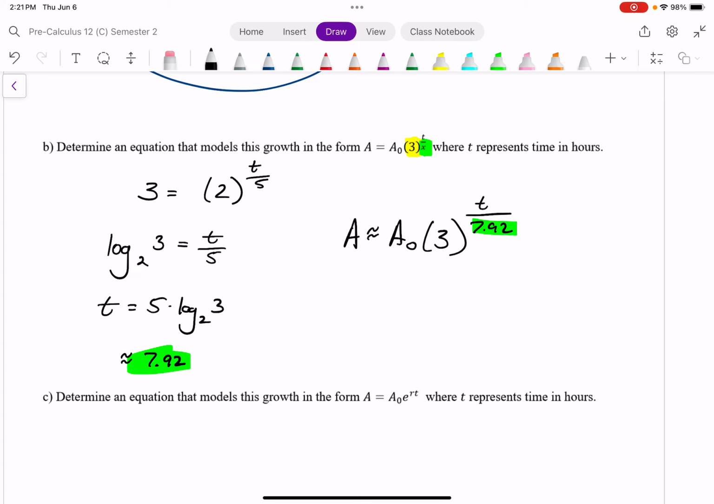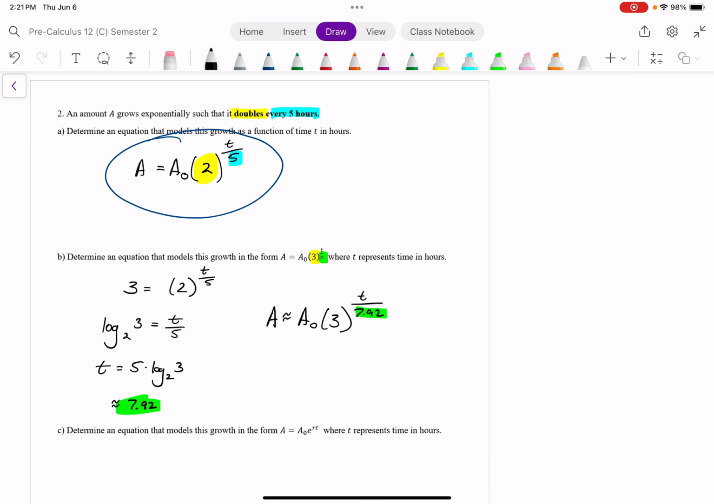Because keep in mind, once I found that value that I've highlighted in green that takes 7.92 hours to triple, then it's really no different than the first question, in which it doubles every 5 hours, it triples every 7.92 hours. Very similar setup. I like the first equation better, but anything is possible.